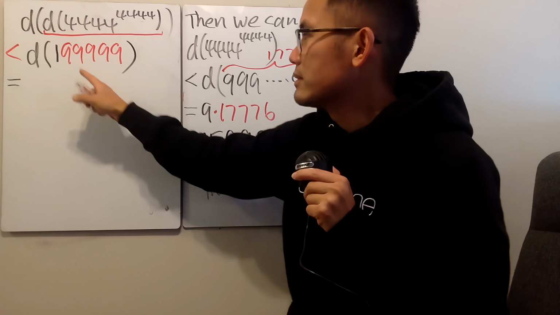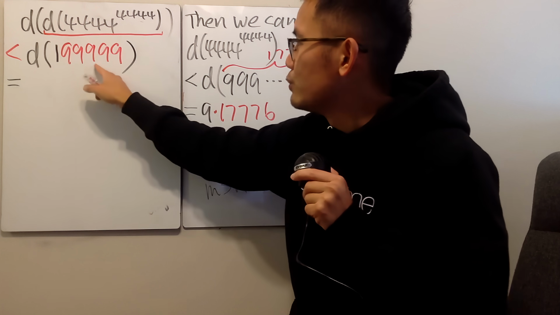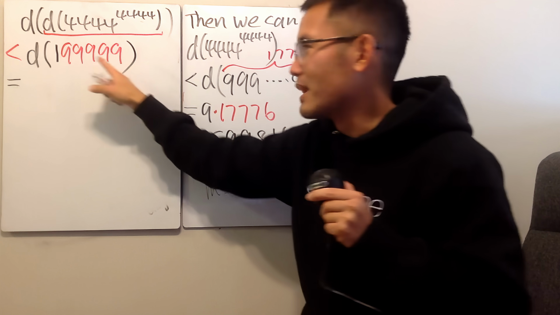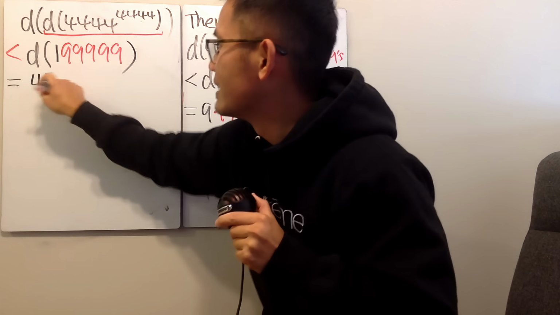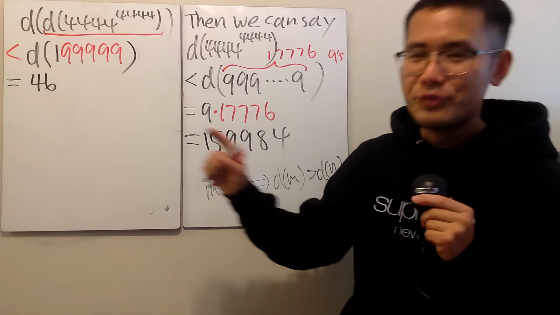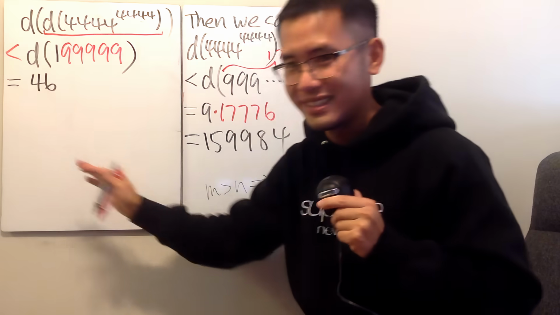Now let's see, 1 plus 9. No, let's do this. 1, 2, 3, 4, 5. 5 times 9 is 45 plus 1 is 46. All right, so the digit sum of the 4444 to the 4444 is, well, no more than 46, right?